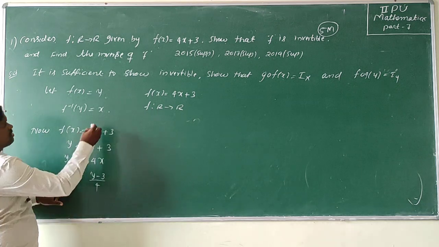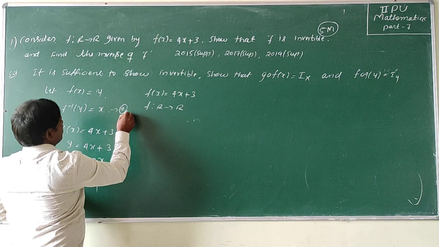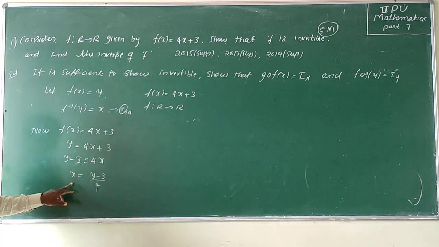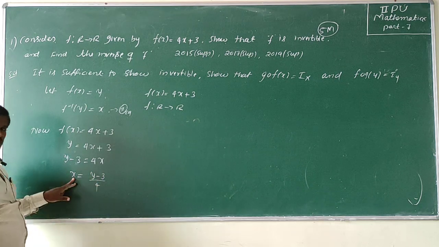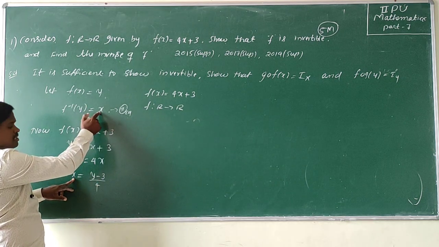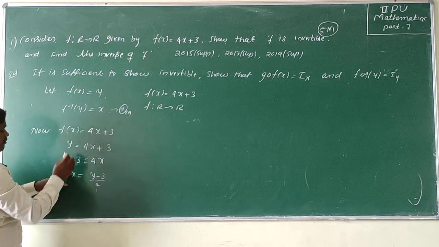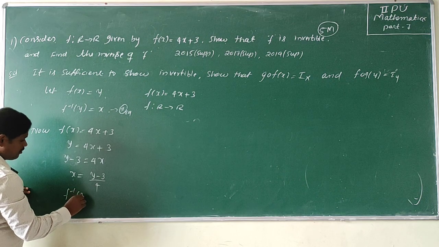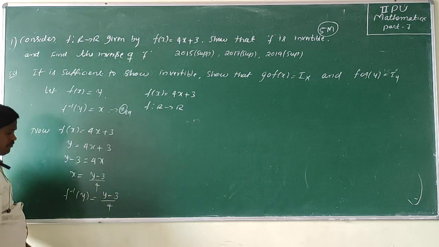Suppose this is taken as equation 1. Observe here, x is equal to (y minus 3) divided by 4. See here, f inverse of y is equal to x. So in place of x we are going to write f inverse of y. Therefore f inverse of y is equal to (y minus 3) divided by 4.